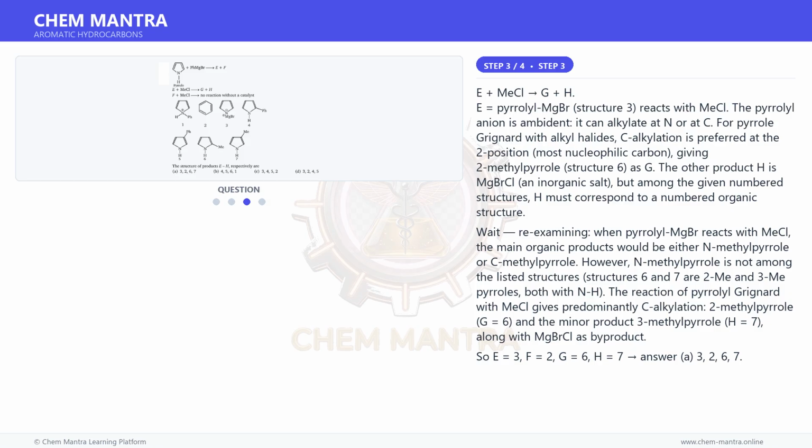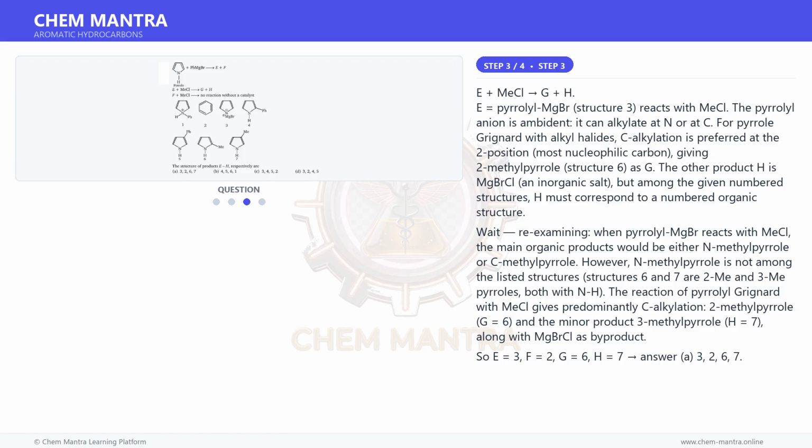E plus MeCl gives G plus H. E is equal to PyrroleMgBr, structure 3, reacts with MeCl. The pyrrolyl anion is ambident, it can alkylate at N or at C. For pyrrole Grignard with alkyl halides, C-alkylation is preferred at the 2 position, the most nucleophilic carbon, giving 2-methylpyrrole, structure 6, as G. The other product H is MgBrCl, an inorganic salt, but among the given numbered structures, H must correspond to a numbered organic structure.